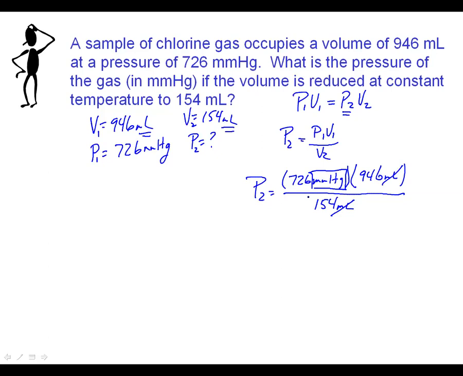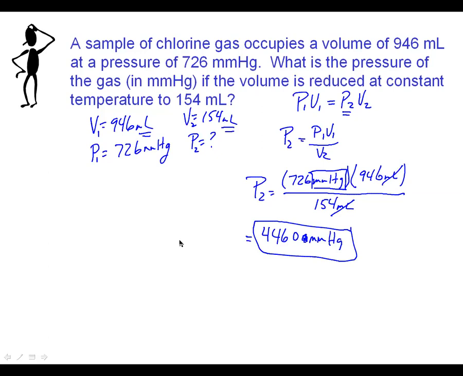And if we do the math there, we'll call it 4460 atmospheres, not atmospheres, millimeters of mercury here. Any question on that calculation there?